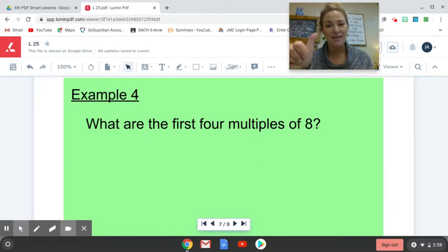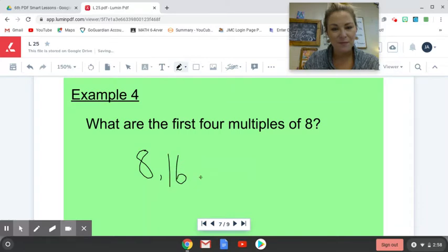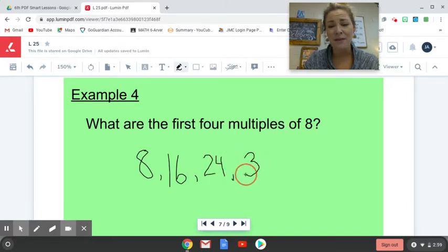So we've got 8, 16, 8 times 2 is 16, 8 times 3 is 24, and then 8 times 4 is 32. So let's write these out. We have 8, 16. I'm writing this with a mouse. We have 24, and then 32. They specifically asked for the first 4, but we know that these are infinite. We could go on and on and on.